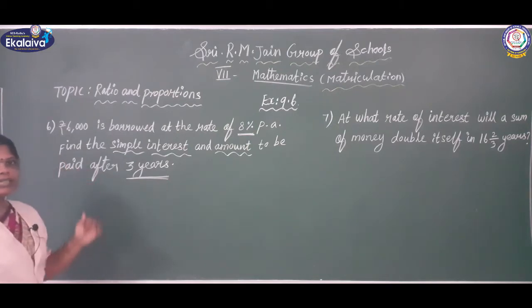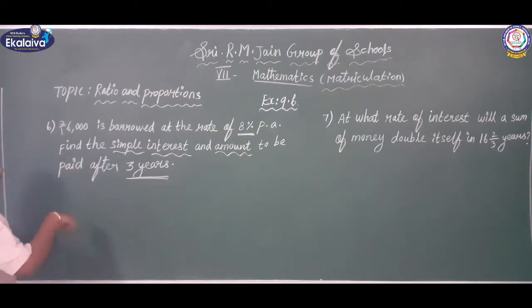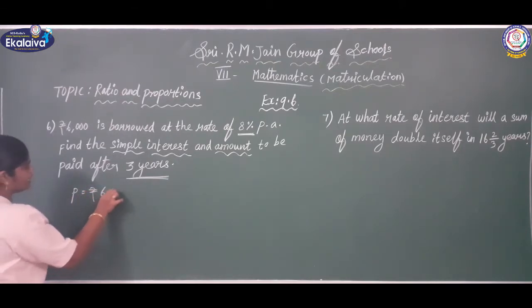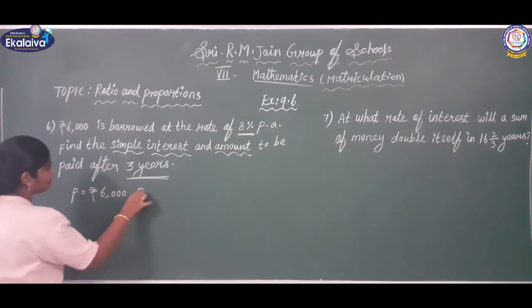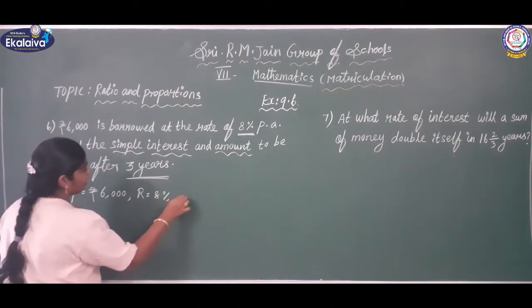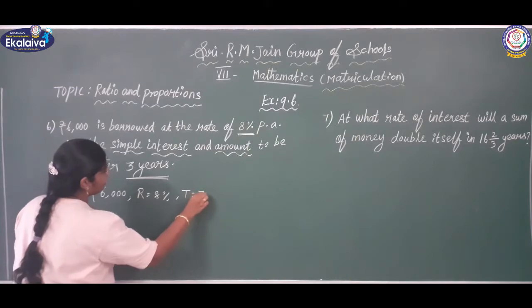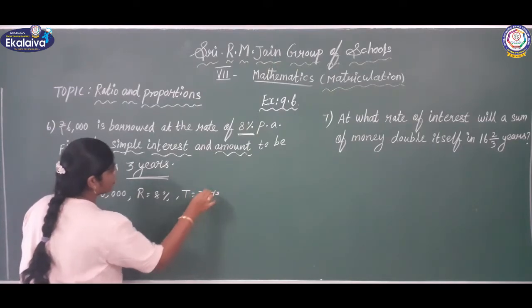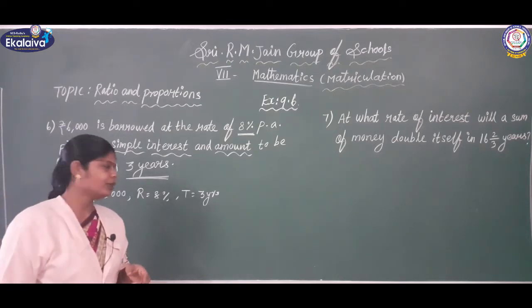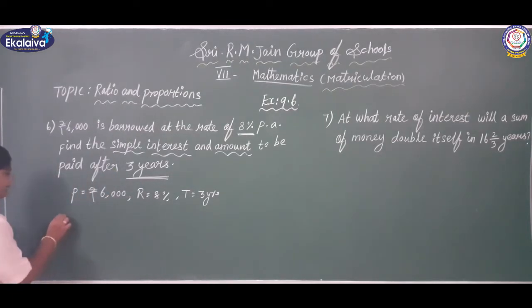Okay, here what are the things given here? Principal is given, principal equal to rupees 6,000 and rate of interest equal to 8% and time equal to 3 years. So we need to find out simple interest and amount. Okay, first find out the simple interest.